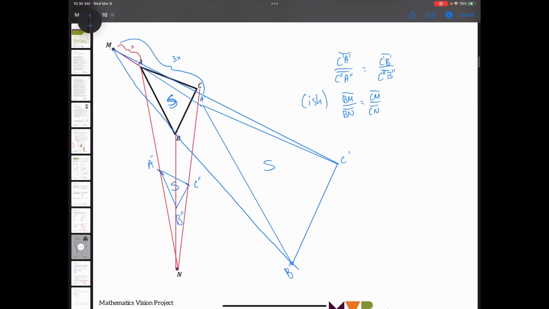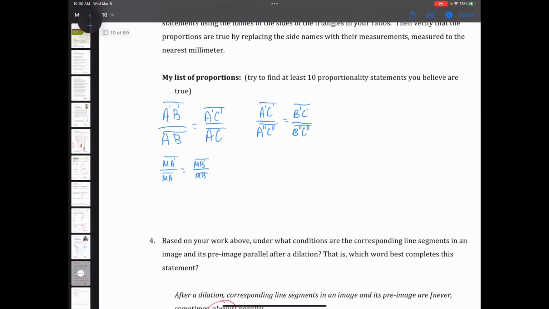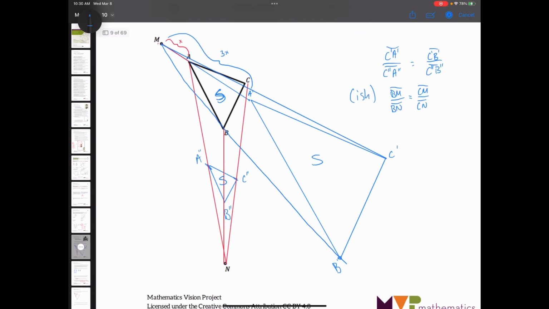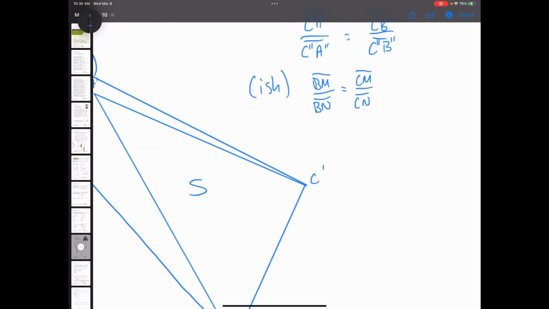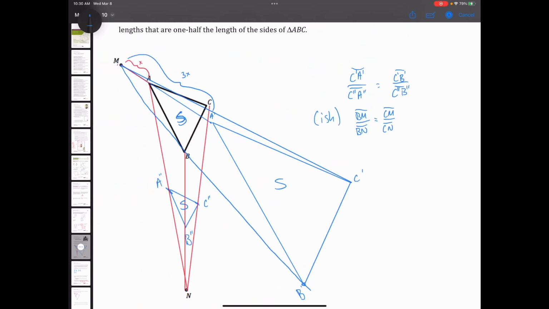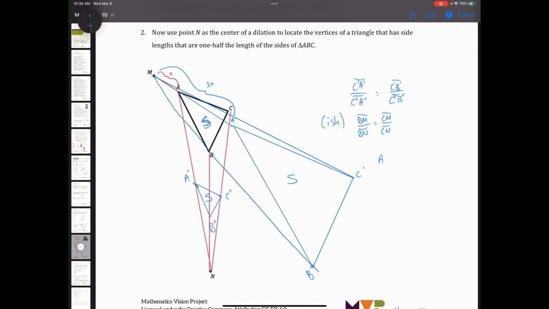Any others? Yes. Here, let's see. Would AB over A double prime, B double prime equal BC over B double prime, C double prime? Yeah. Good.